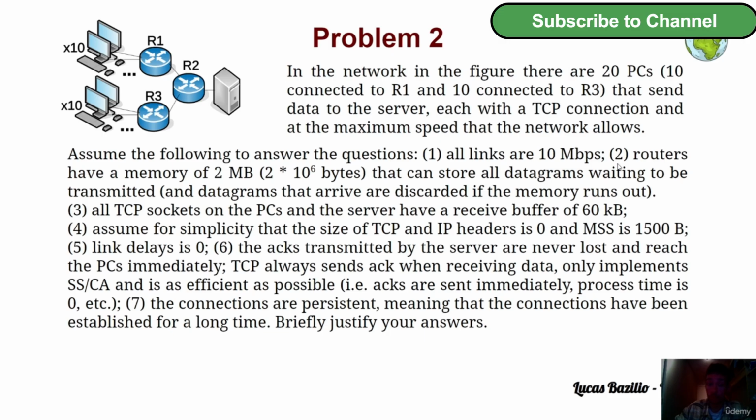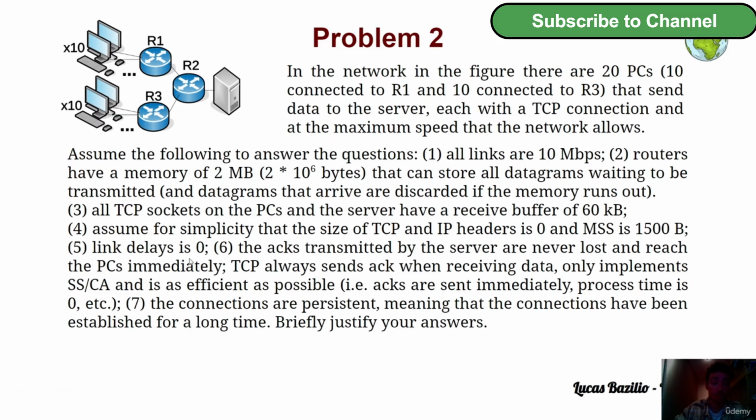Assumption 2: routers have a memory of 2 megabytes that can store all datagrams waiting to be transmitted, and datagrams that arrive are discarded if the memory runs out. Assumption 3: all TCP sockets on the PCs and the server have a receive buffer of 60 kilobytes. Assumption 4: for simplicity, the size of TCP and IP headers is 0, and the maximum segment size is 1500 bytes.